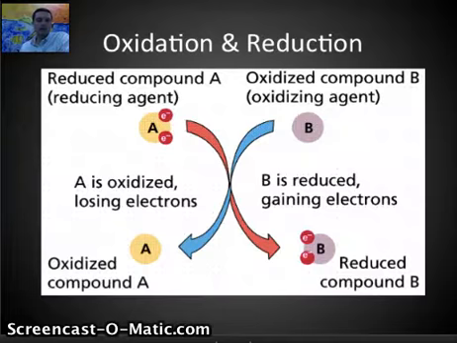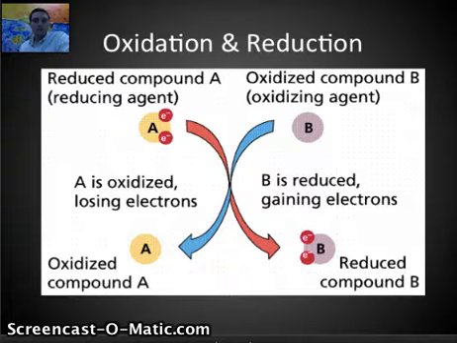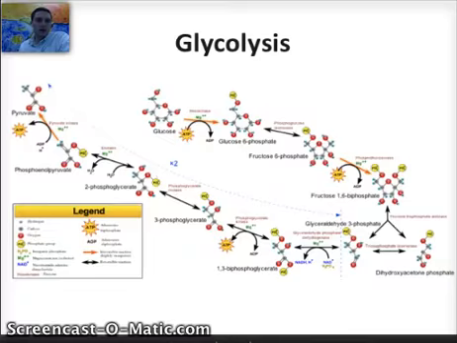Here's an image to better represent that. Reduced compound A is the reducing agent. Compound A is oxidized and it loses electrons. On the other side, compound B is reduced and it gains electrons. So now let's actually take a look at this process of glycolysis. This is a pretty complex process.